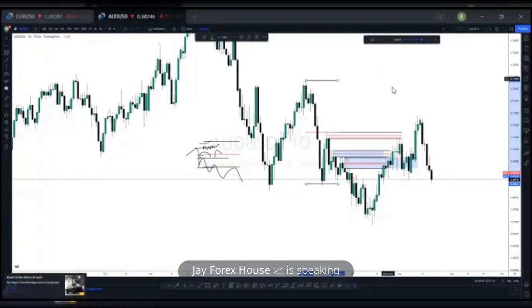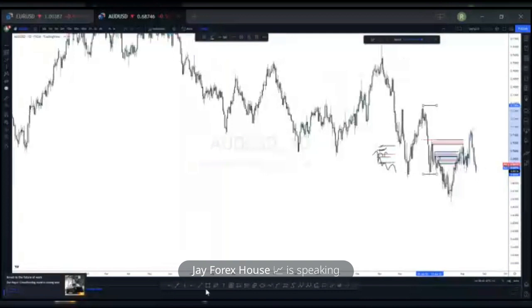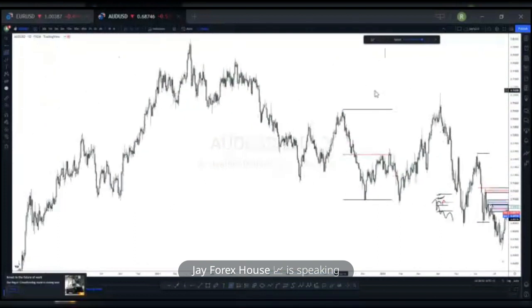Okay. Now let's say this was a full range, right? You could see this high to this low. Where did price react from? 50%. Okay, so it's either price is doing that or price is going to the extreme.